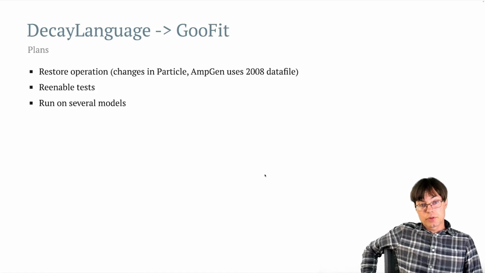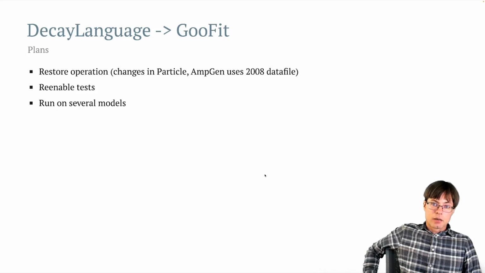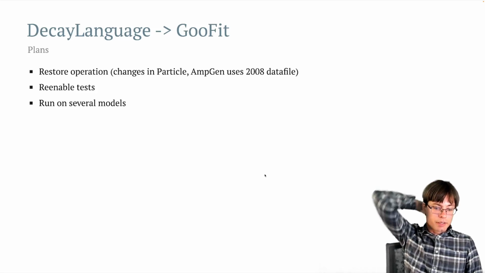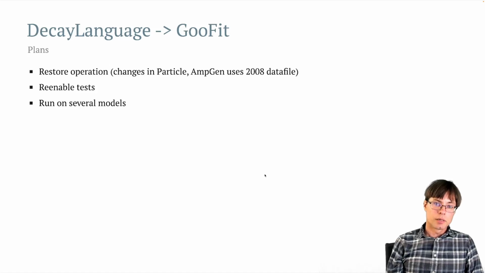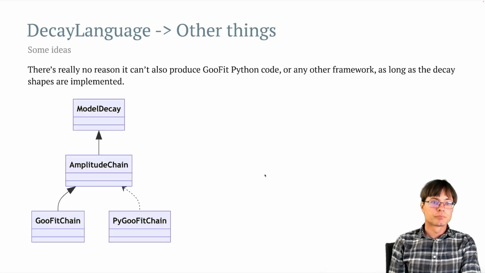So plans for this: we'd really like to restore the operation of this. There have been various changes in Particle, which is a dependency, and AmpGen uses the 2008 PDG data file, which was removed from active Particle. Hopefully we can either restore that or update AmpGen itself to use a newer data file, and then re-enable the tests and run on several different models, not just this one.